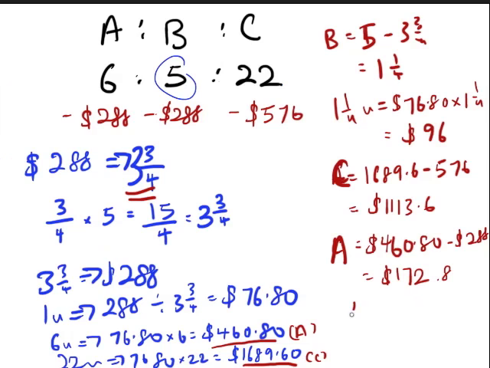So the question asks you to put this into the simplest ratio. Wow, this is tough. A is to B is to C, the amount of money they had left. A had 172.8. B had 96. And C had 1113.6.